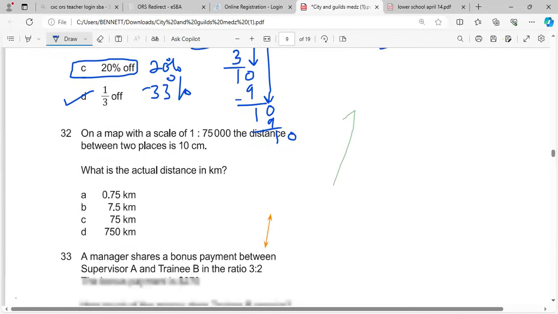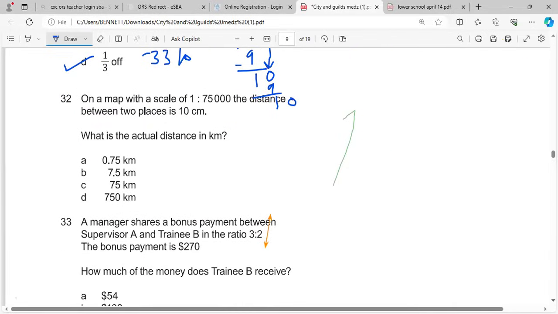One more. A map with a scale of 1 to 75,000. The distance between two places is 10 centimeters. What is the actual distance in kilometers? I have to work out this myself. All right, work out that one, guys. So it's from 1 centimeter to 10.